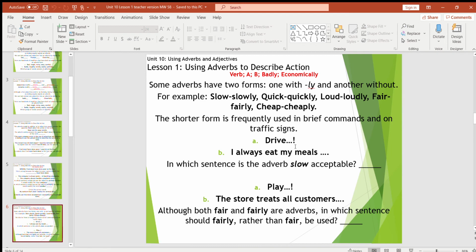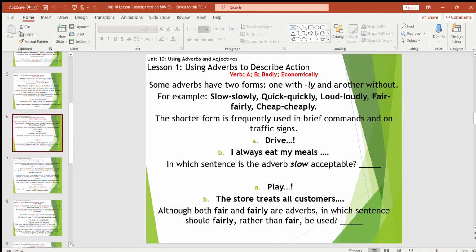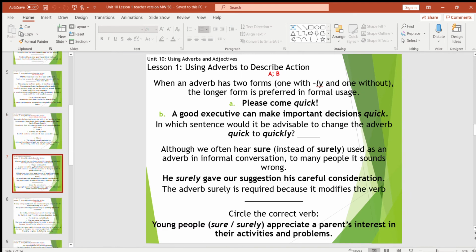Play blank or the store treats all customers blank. Although both fair and fairly are adverbs, in which sentence should you use fairly as opposed to fair? In B, right? The store treats all customers fairly. It's more formal, so you want to go with the more formal adverb form. So when an adverb has two forms, the ly one and the one without the ly, the longer form is preferred in formal usage.